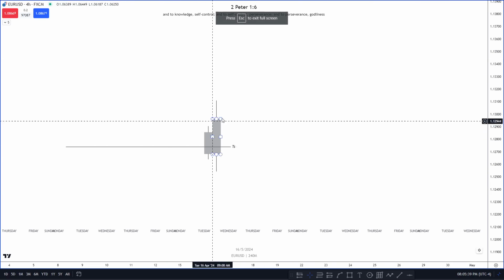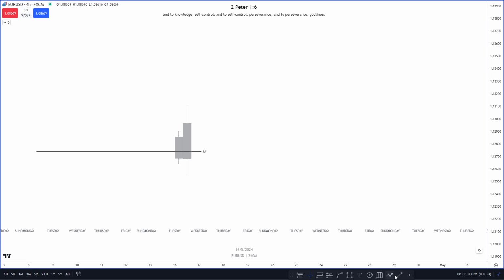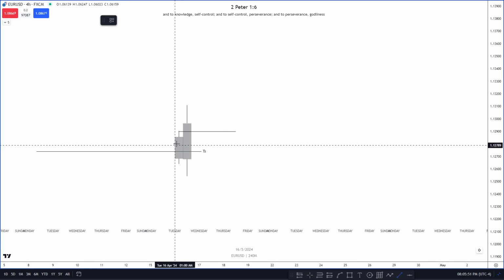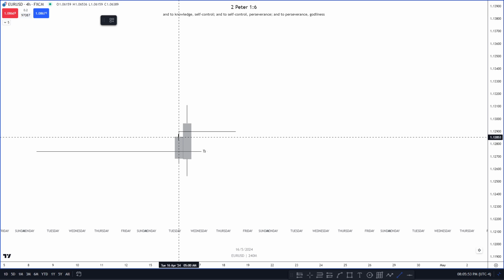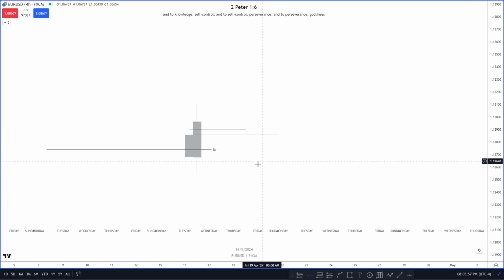So in this scenario, we have our turtle soup. What would be our Model 1 entry? Simple. You can mark out here, or you can mark out this body. That one depends on the preference. Our Model 1 is the order block. This is how you can enter, stop at the soup.